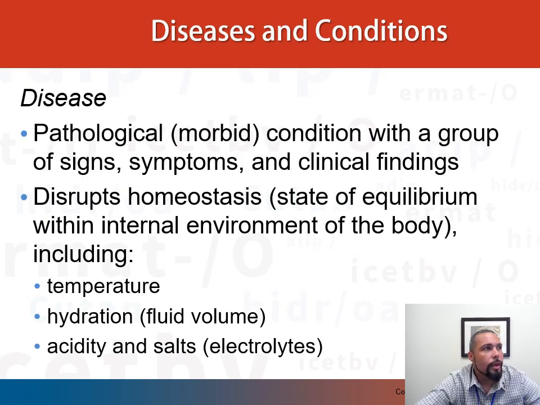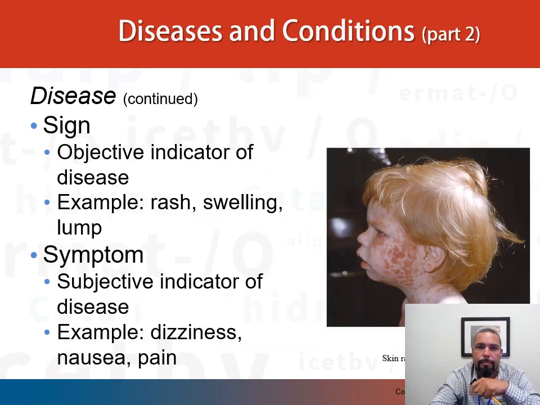Diseases and conditions, okay? Pathology or morbid condition with a group of signs and symptoms and clinical findings. It disrupts homeostasis. Homeostasis basically is a state where your body is perfect. You know, everything is what it's supposed to be. It's equal. So your temperature, your hydration, your blood volume, your pH level, all of that goes into homeostasis, which is what your body wants to be. Your body wants to be ideally perfect, which would be homeostasis.